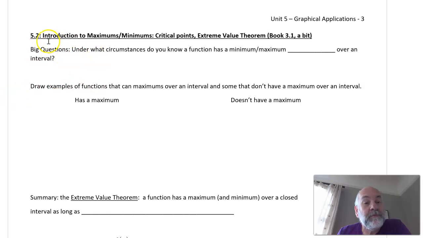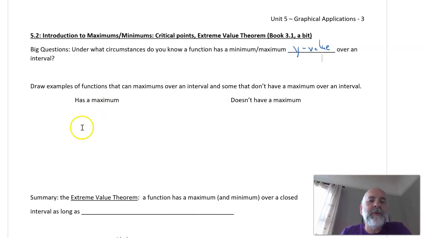So the big question is, under what circumstances do you know that a function has a minimum or a maximum? We're going to be trying to find minimums and maximums of functions using calculus a bunch of times. The only thing is, how are we going to know if there even is a minimum or maximum? And when we say minimum or maximum, remember, we're talking about a y value. There's a minimum or maximum y. We don't worry about minimum or maximum x's.